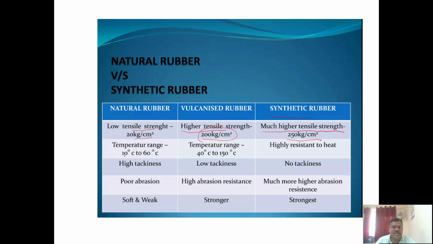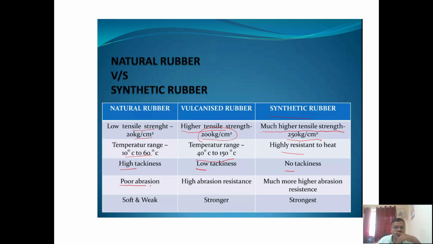The temperature range, the withstanding range, is 10 to 60 degrees Celsius for natural rubber, whereas for vulcanized rubber, it is 40 to 150 degrees Celsius. It has high resistance to heat. Tackiness means stickiness. Natural rubber has high tackiness, and tackiness is reduced as you go from natural to vulcanized and to synthetic rubber. Almost zero tackiness for the synthetic rubber.